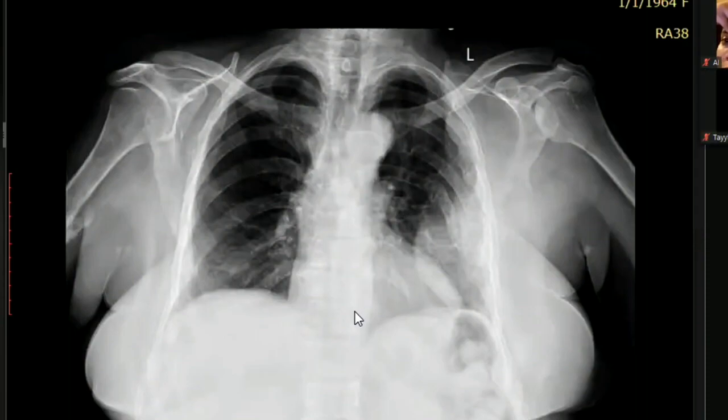Further, I would like to know if there is any history of primary. If there is, then my diagnosis of pleural mets would be confirmed. However, there are other possibilities. Further, I can perform a CT scan to further characterize these areas. Yes, I will show you the CT scan.